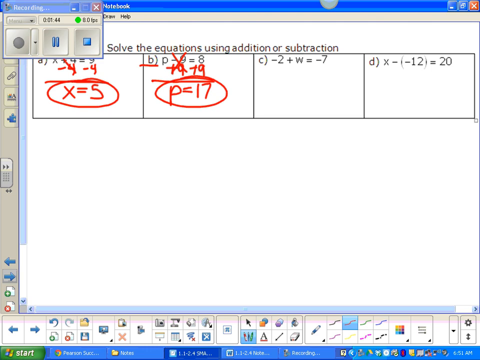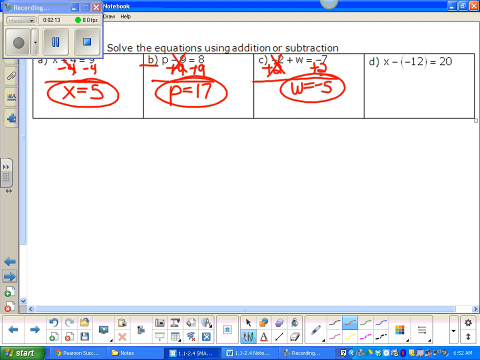For c, I have negative 2 plus w equals negative 7. Even though we see a plus sign, we're trying to get rid of the negative 2. Well, the opposite of a negative is a positive. So I'm actually adding 2 to both sides. Well, negative 2 plus 2 cancels to 0. I have w equals negative 7 plus 2 is negative 5.